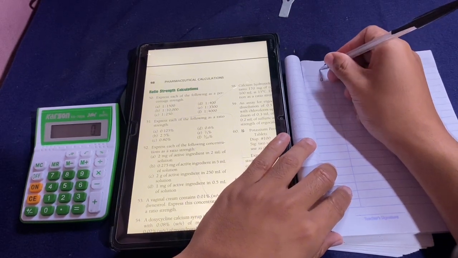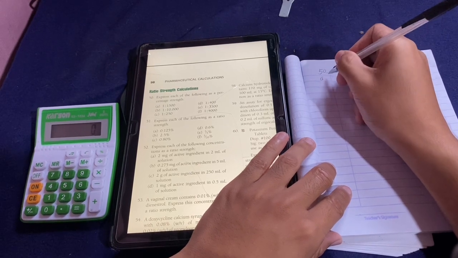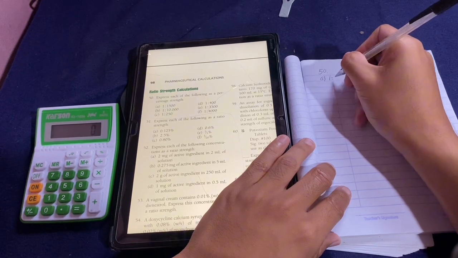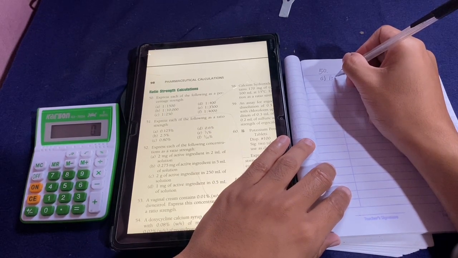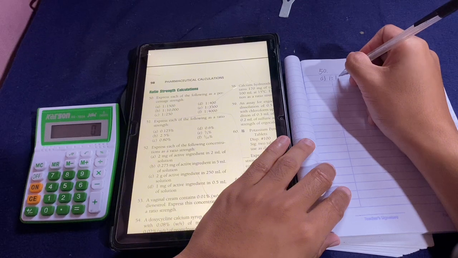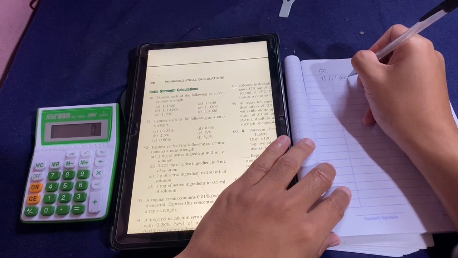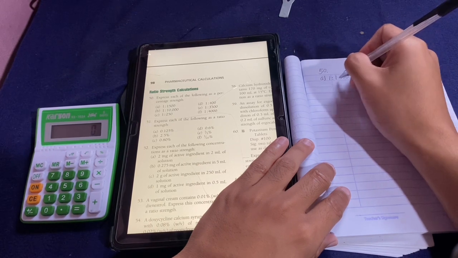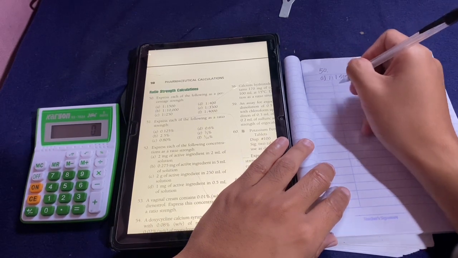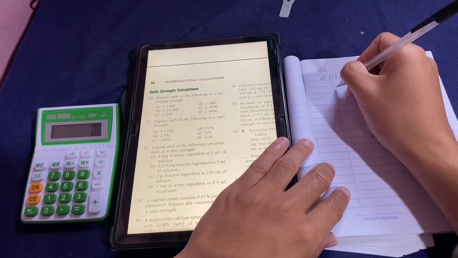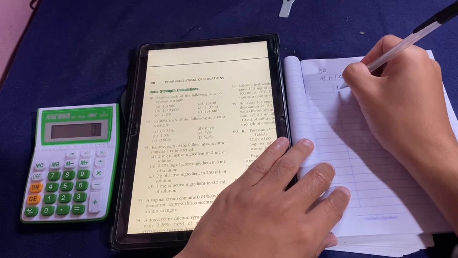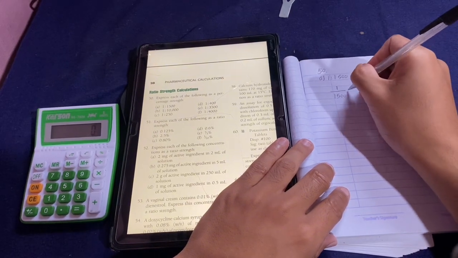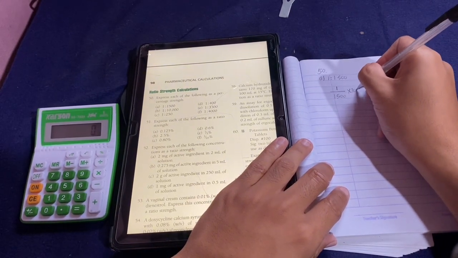So let's start with A. Dito sa A, sabi nga 1 is to 1,500. So in order to convert this into a percentage, ang gagawin natin is ganito. Muna i-arrange natin siya ganito, 1 over 1,500. Then i-times lang ang 100.